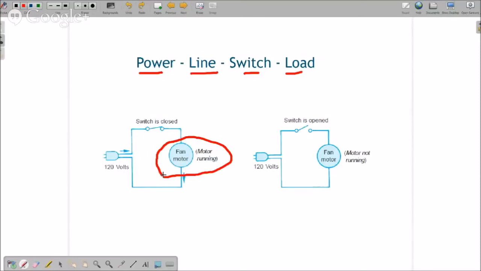Loads are the part of the equipment that do the work. So if it's a light bulb, that's the load. If it's an electric strip heater, that's the load. If it's a fan, ceiling fan, that's the load. And every circuit in your house has power, line, switch, and load. Same thing with every piece of equipment, HVAC equipment that you'll be running into.